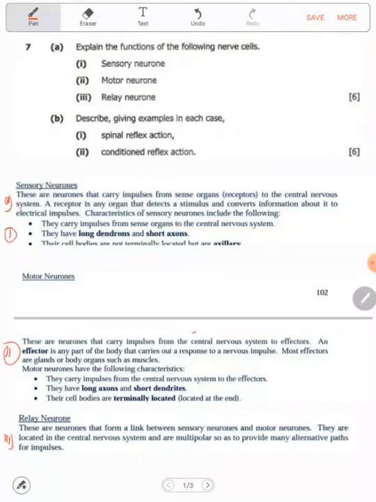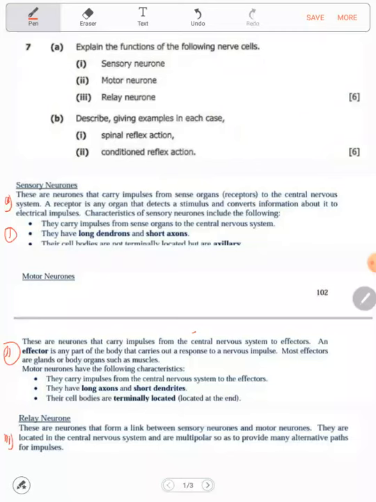So the first thing is we need to know the function of the sensory neuron. What's a sensory neuron? They are neurons that carry impulses from the sense organs, which is the receptor, to the central nervous system. A receptor is an organ that takes a stimulus and conveys the information about it as electrical impulses. So these are self-explanatory notes.